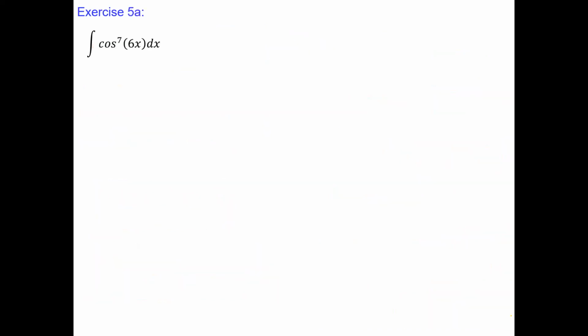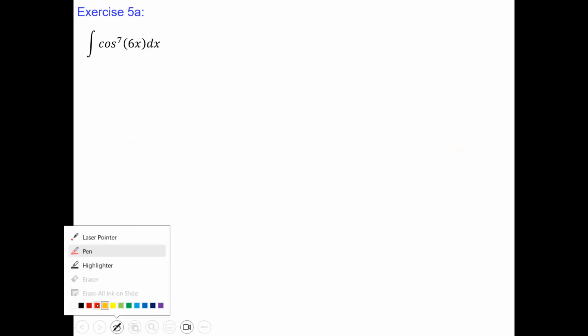Let's keep working. Now we have a trigonometric integral. We may keep that 6x, but maybe let's use the u substitution. I wanted to write 1/6, just to make sure that we have 1/6 du is dx. It's a constant, but let's see.